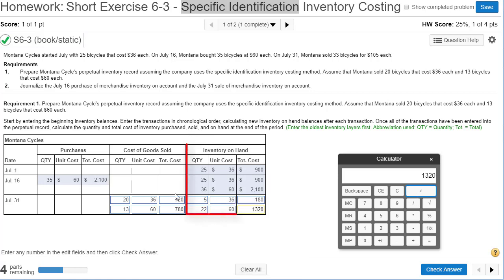So now let's talk about this inventory on hand group of columns. This $900 here means that only on July 1st, we had $900 of inventory. On July 16th, how much inventory do we have total cost-wise? $900 plus $2,100, so $3,000. Now on July 31st, what's our inventory that we have left over? $180 plus $1,320. Remember, this is our cost, the cost to us.